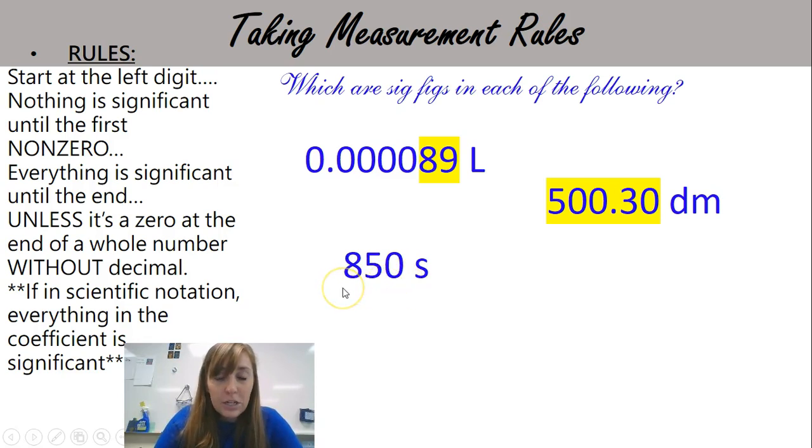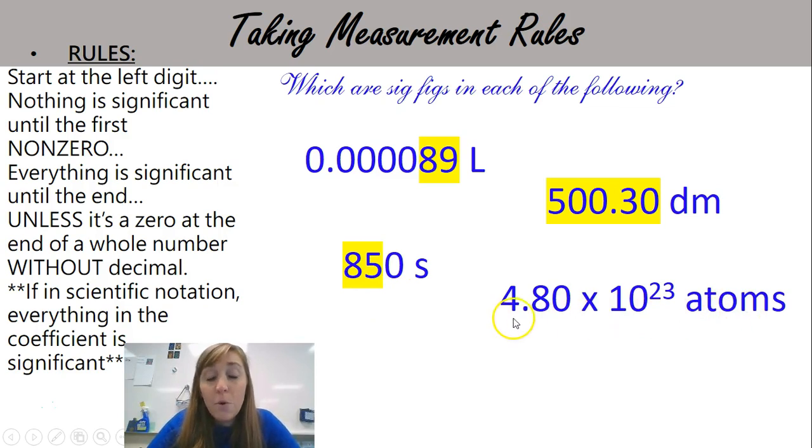850. The first digit is our first sig fig. And then everything else is significant unless it's a 0 at the end of a whole number. This 0 is at the end of a whole number. Notice there's no decimal, so it's like our counting numbers. So that 0 is not significant, but the 5 still is. So the 8 and the 5 are significant.